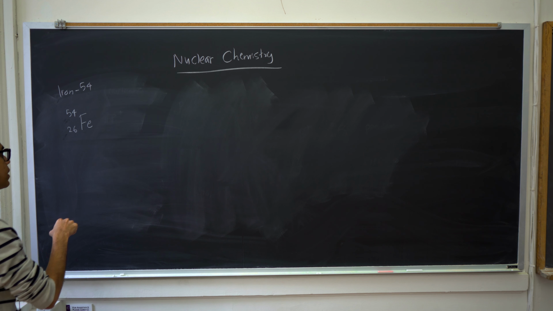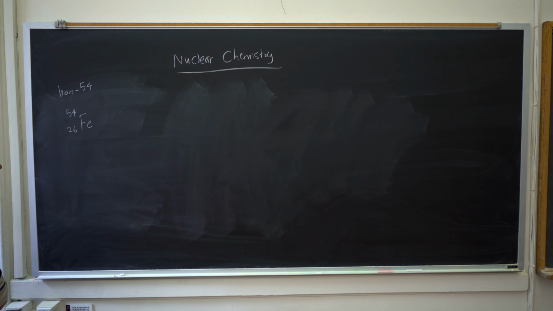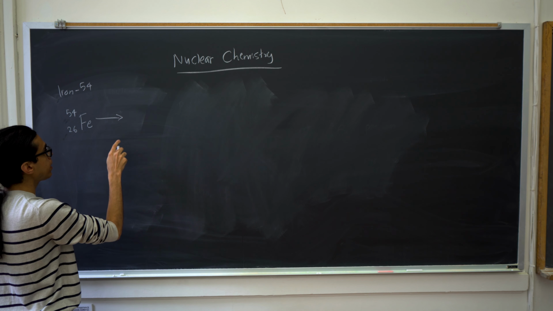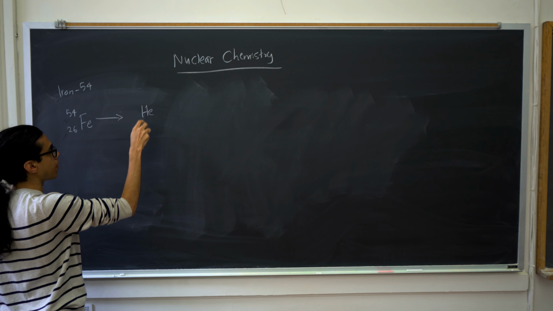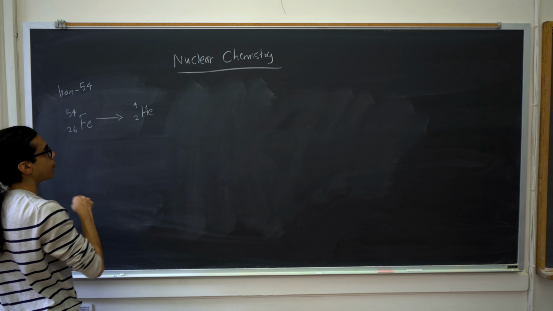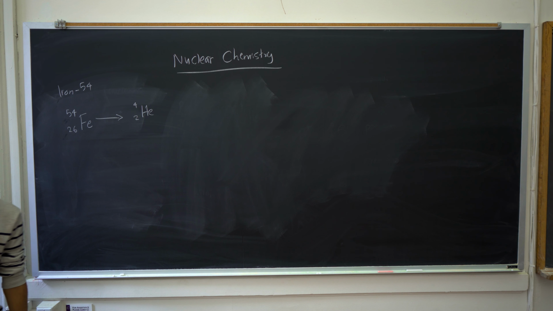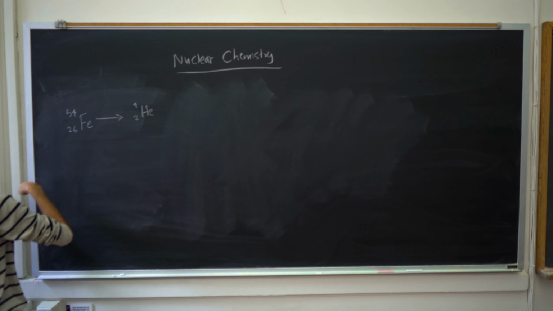So let's say the question says iron 54 decays by alpha emission. So it decays by alpha emission, so there's an alpha particle on the other side, 2, 4. Determine the daughter nucleus. Let me write that question up here.